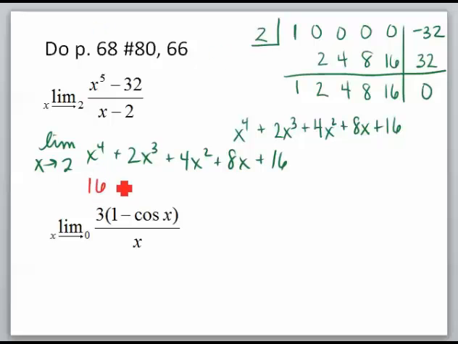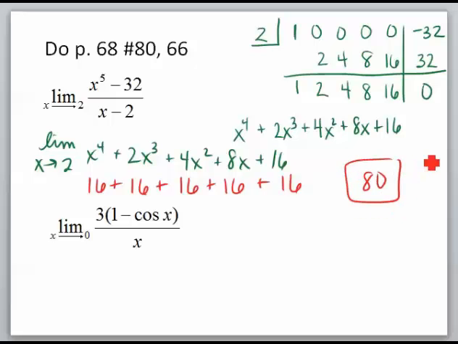So 2 to the fourth is 16. 2 to the third is 8 times 2 is 16. 2 to the second is 4. 4 times 4 is 16. 2 times 8 is 16 plus another 16. So I have basically 16 times 5, and I come up with the answer of 80.